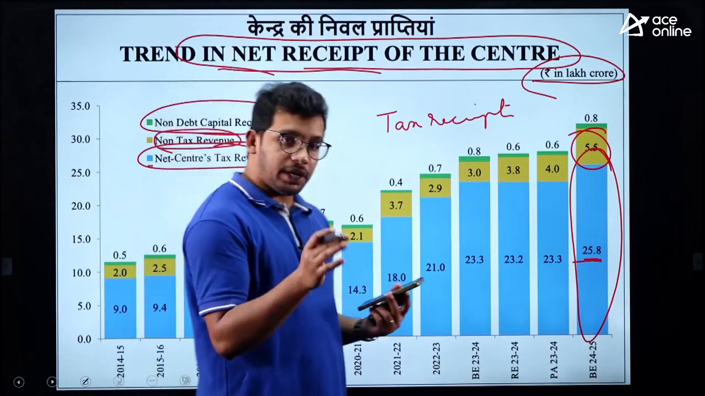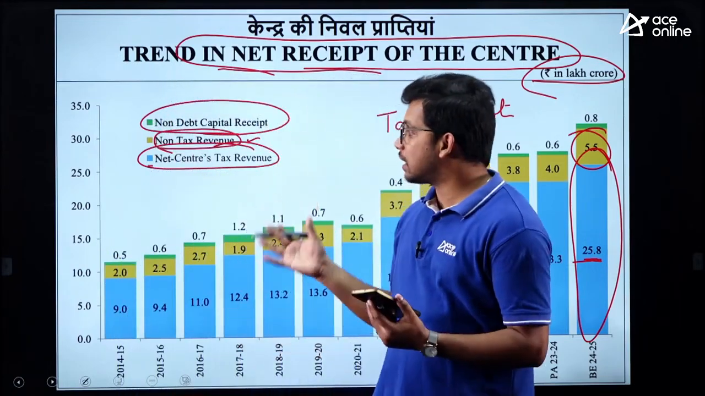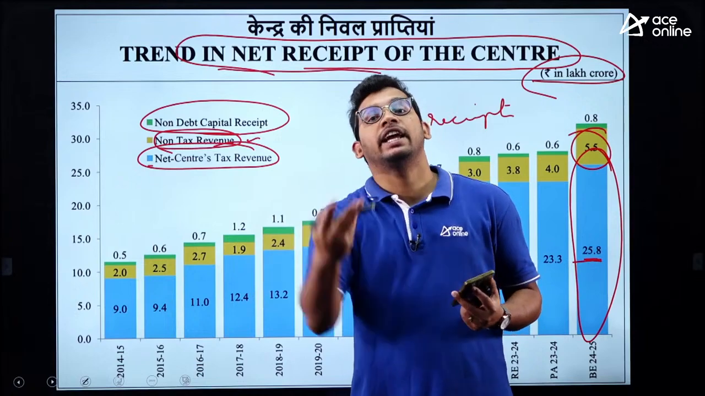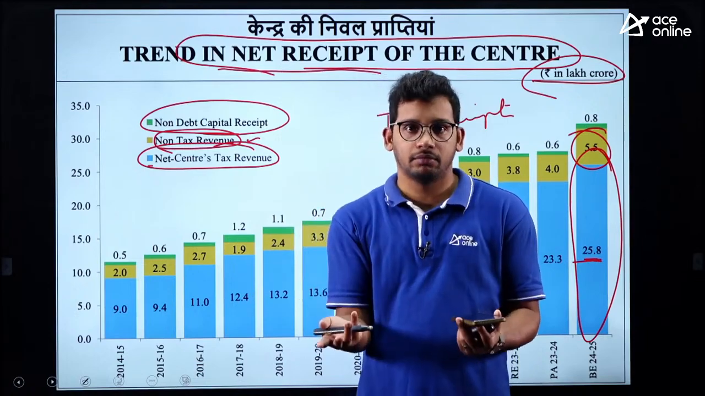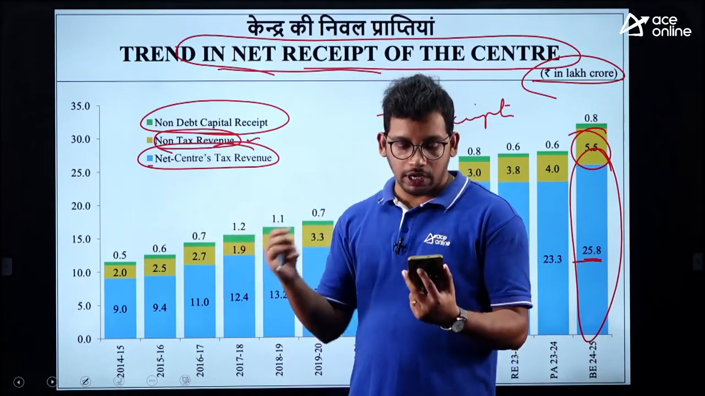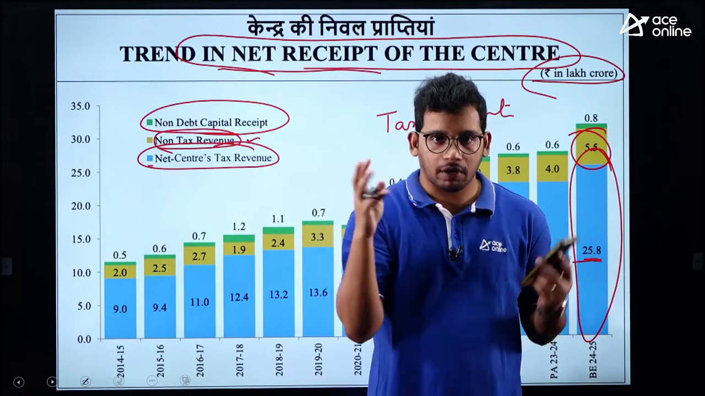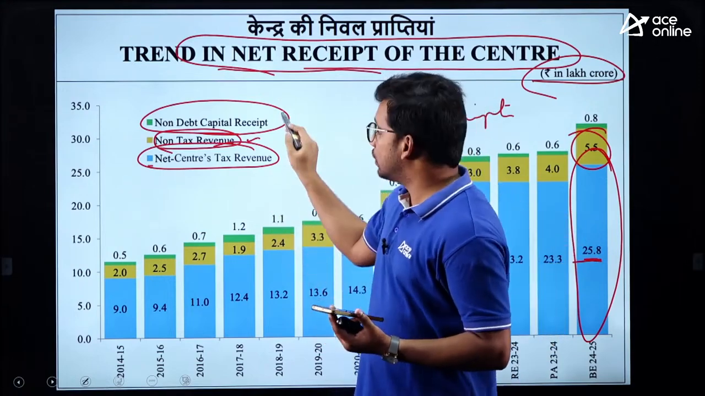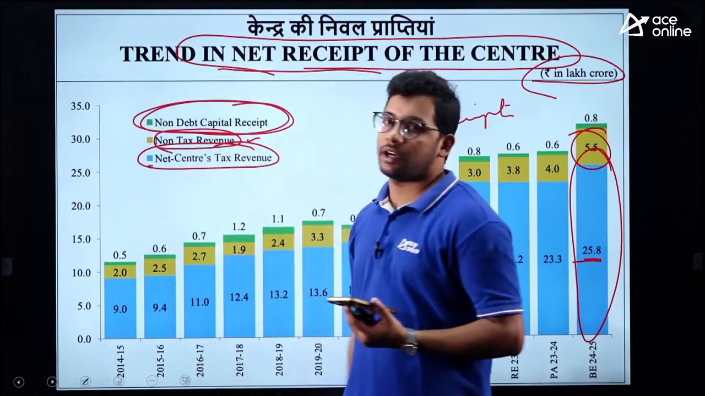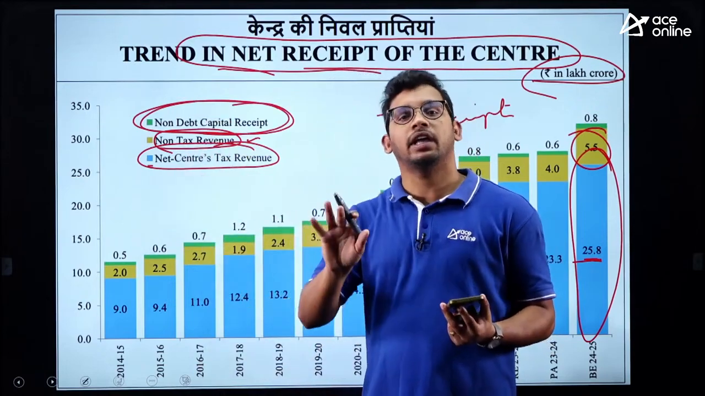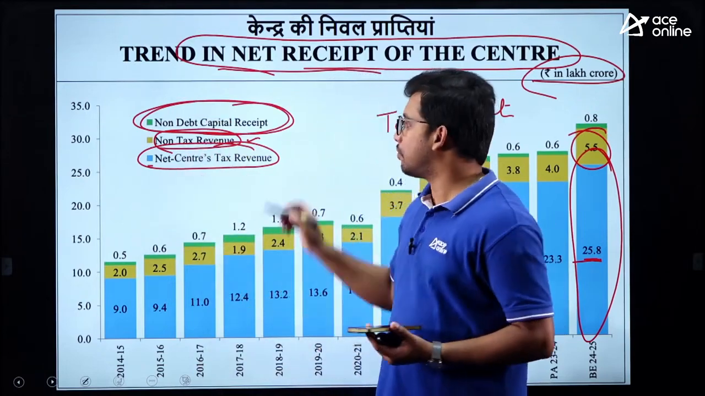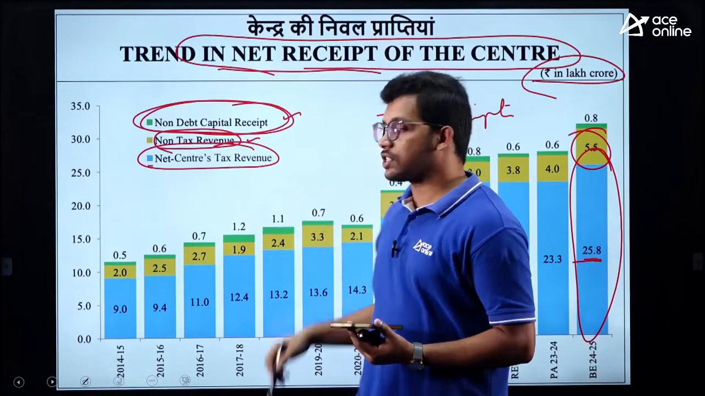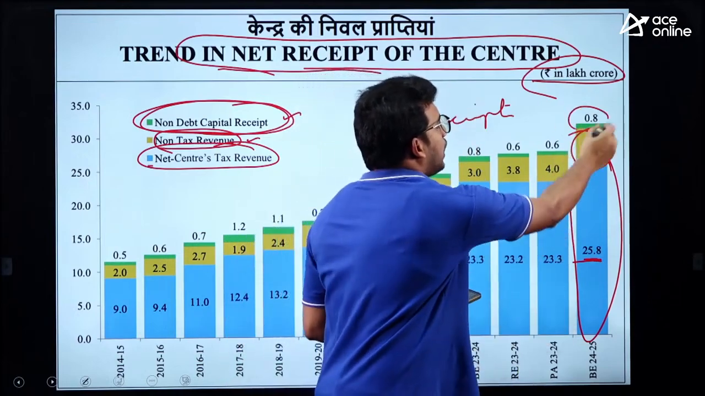Non-debt capital receipts means the money that the central government gets by selling off its assets, like Air India. We have discussed this previously. Whatever assets the government has, it is selling them off to private companies and getting money. That is called the non-debt capital receipt. It is not a debt, but money which comes by selling off assets, right. So this is just 0.8 lakh crore.